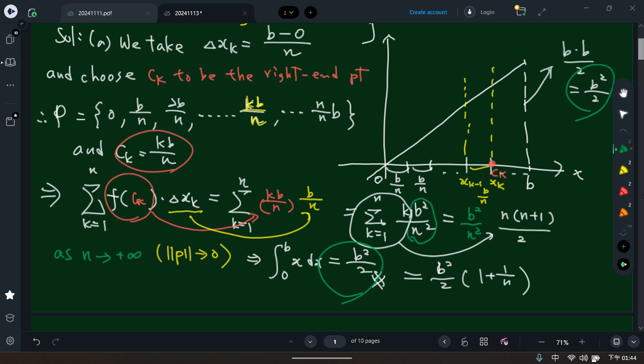So it is equivalent: the definite integral is equal to the area under this curve, between the x-axis and the function y equal to x. Then we can find that the result is just b squared over 2, right?